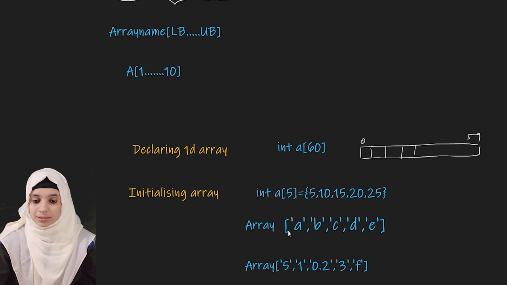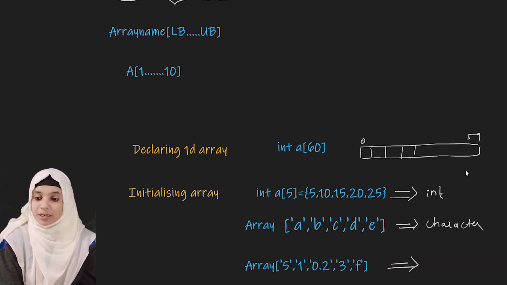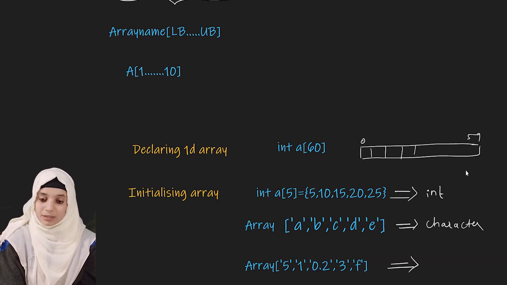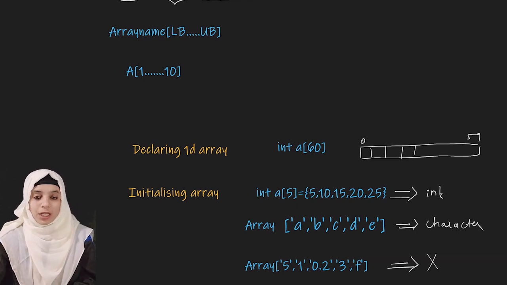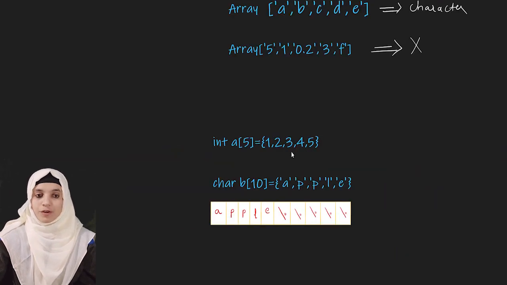We have another array here: A, B, C, D, E. What type is this part? This is of integer type. This is an example of character type. And we have one more type. This is integer, this is float, this is integer and this is character. So this is an invalid array, because having different types doesn't fit the array concept. I have told you this is the way of initializing an array. Here again we have 1, 2, 3, 4, 5.